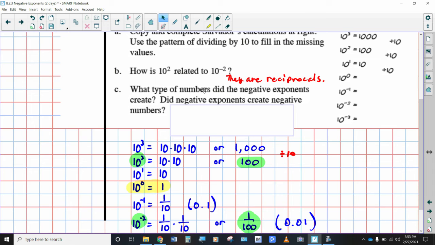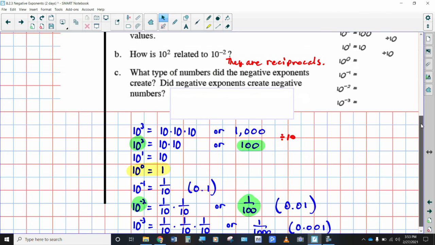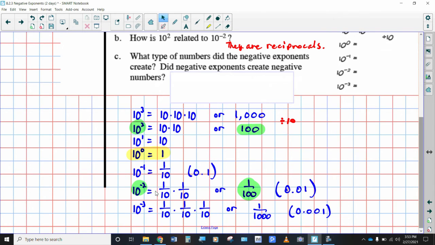So what type of numbers did the negative exponents create? Did the negative exponents create negative numbers? And the answer to this is no, absolutely not. This is really important for you to understand. Whether your exponent is a positive or a negative number has no bearing on whether or not your answer in standard form is positive or negative. Negative exponent has nothing to do with the sign of your number. The base does, but not the exponent.